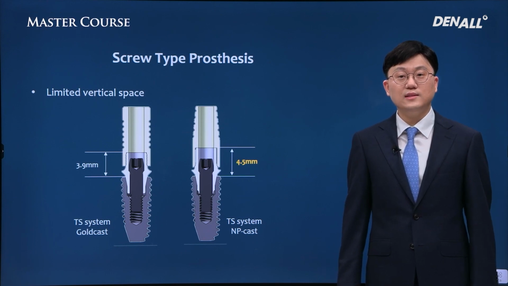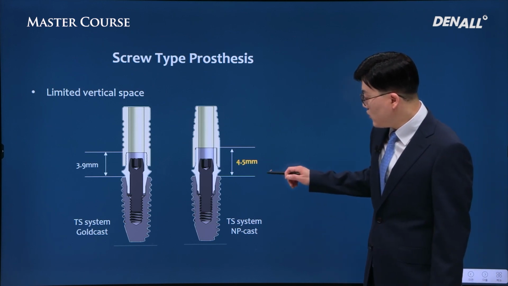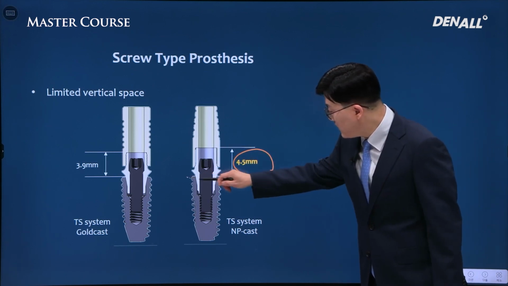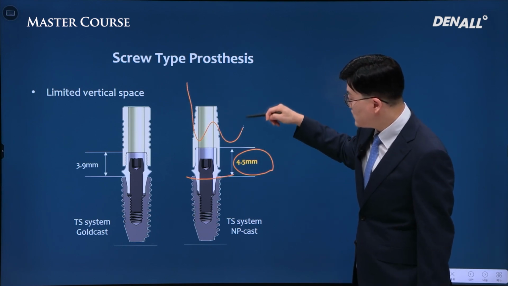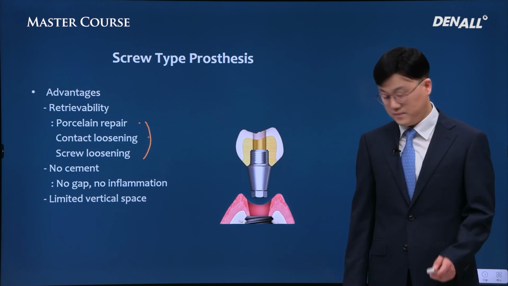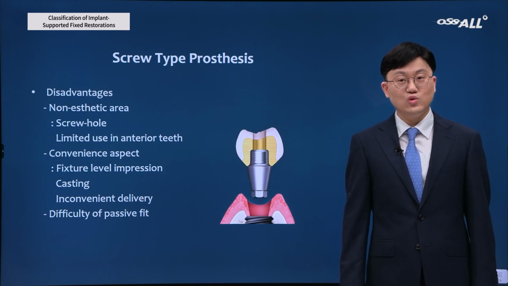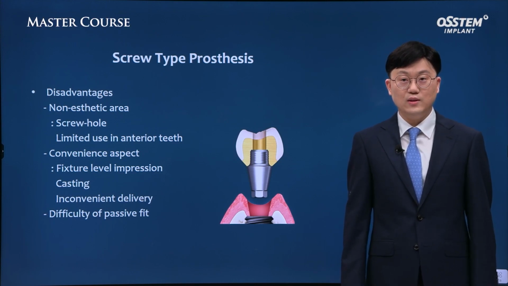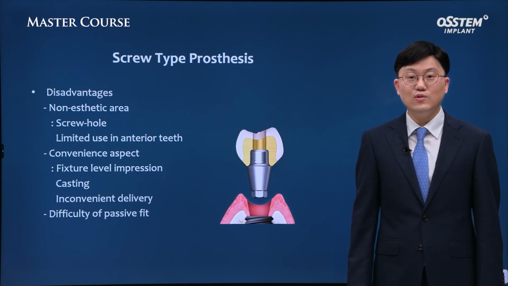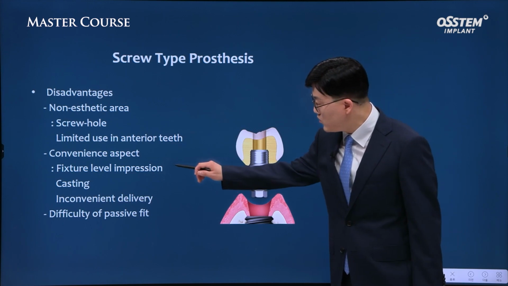For instance, let me give you an example of the TS system screw type prosthesis. Let's look at the minimum distance where this can be used. If there is 4.5 millimeters from the implant to the antagonist, you can fabricate and utilize this prosthesis. Please reference it. The downside of screw-type prosthesis is as shown. The screw hole should not face the aesthetic zone. Also, because the abutment and crown are made as one, the screw needs to be adjusted as try-in is performed, so upon delivery it can be very cumbersome.